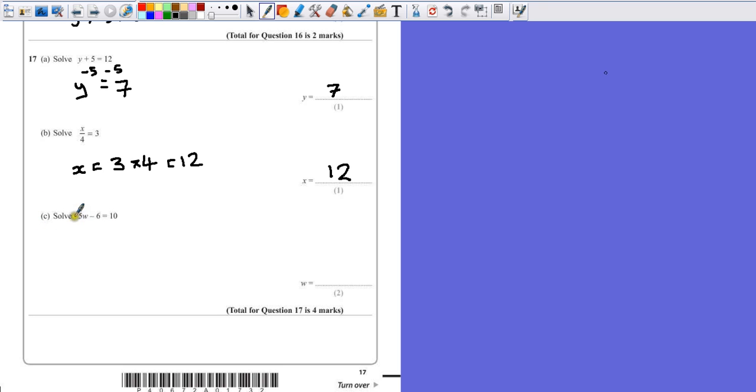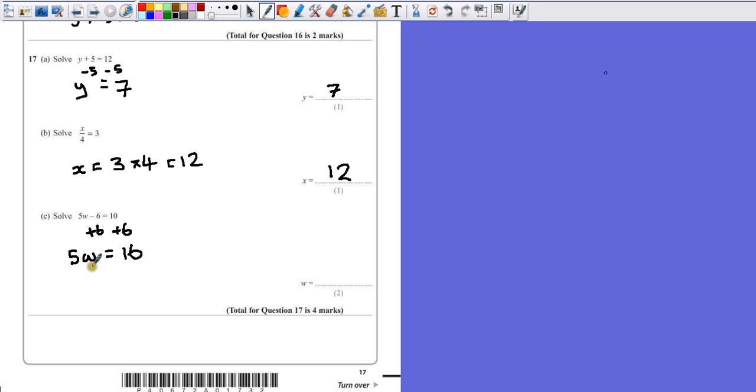So we're trying to find out what w is. Now taking it one step at a time means we want to get rid of this minus 6. To get rid of a minus 6, we can just add 6. So if I added 6 to that, it would cancel that negative 6. But we have to add 6 on this side as well. So we've cancelled the minus 6, so we still have 5 w's. On the right, we now have 16.